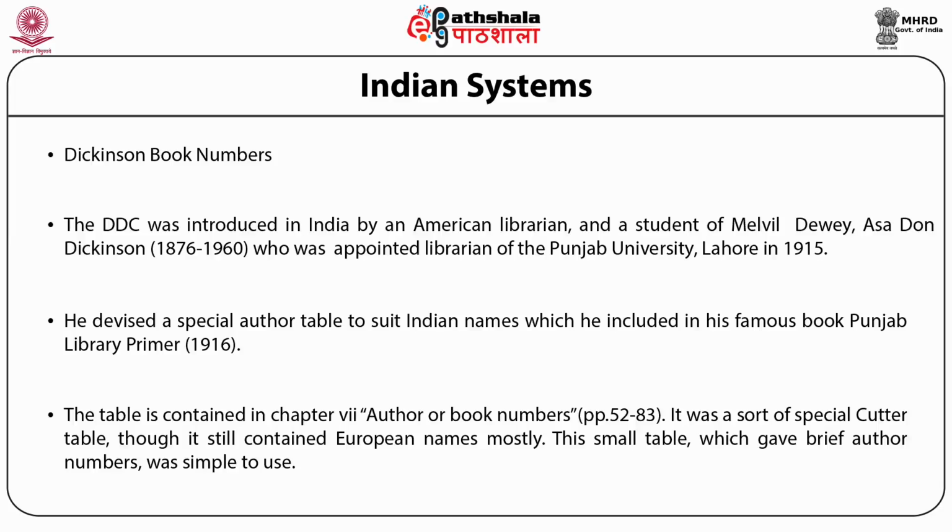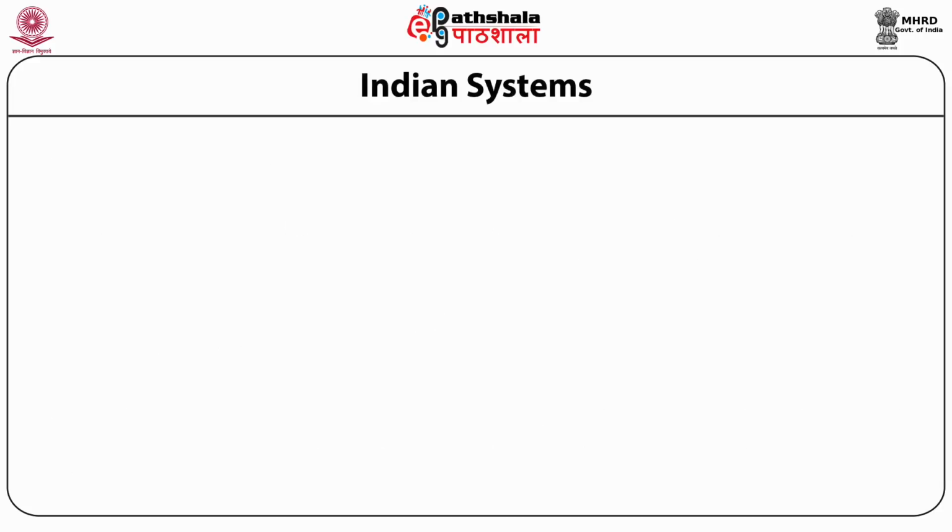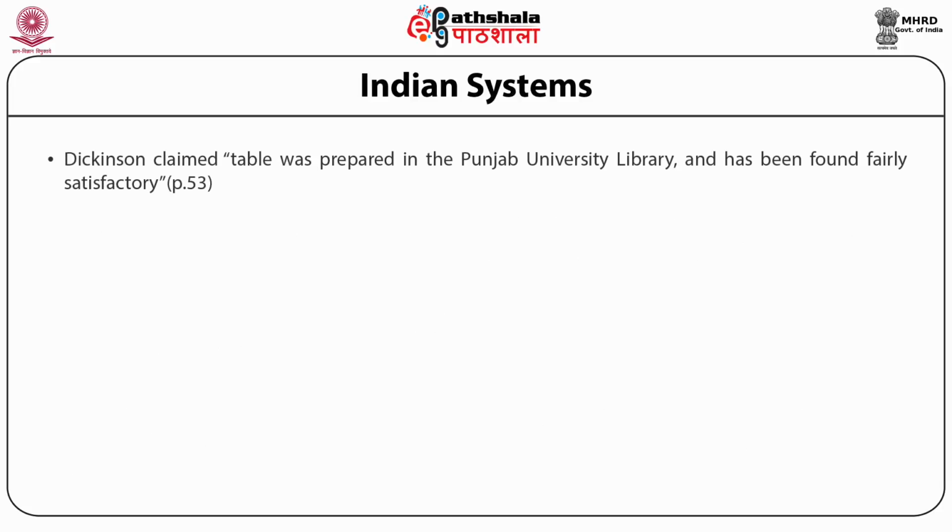It was a sort of special Cutter table, though it still contained European names mostly. This small table, which gave brief author numbers, was simple to use and suitable for Indian libraries, and it was an alphabetical system. Continuing with the Indian systems, Asa Down Dickinson's table was prepared in Punjab University Library and has been found fairly satisfactory.